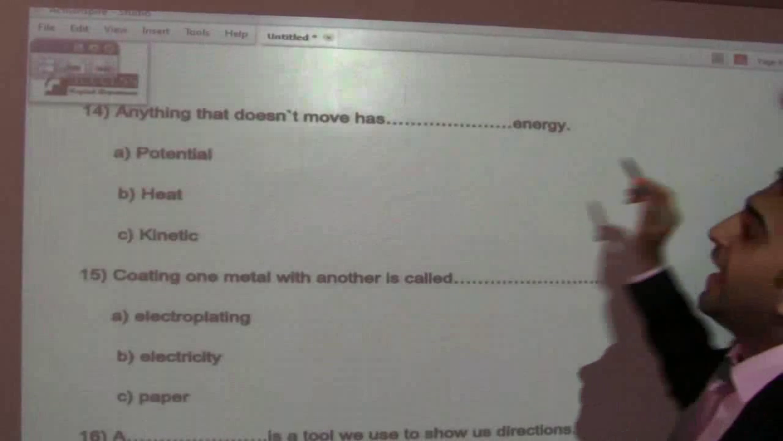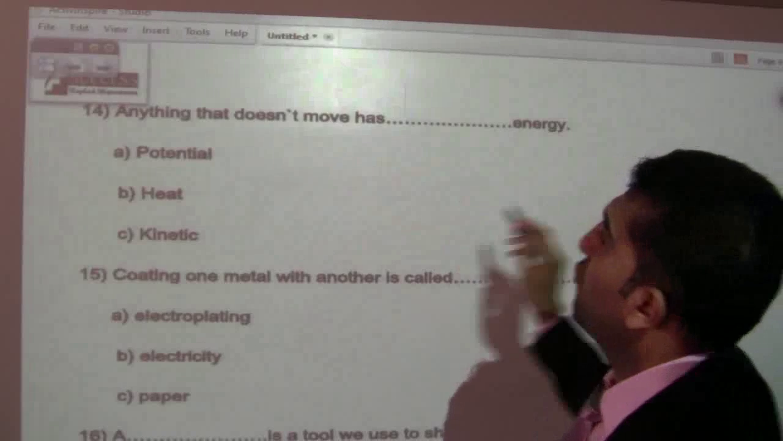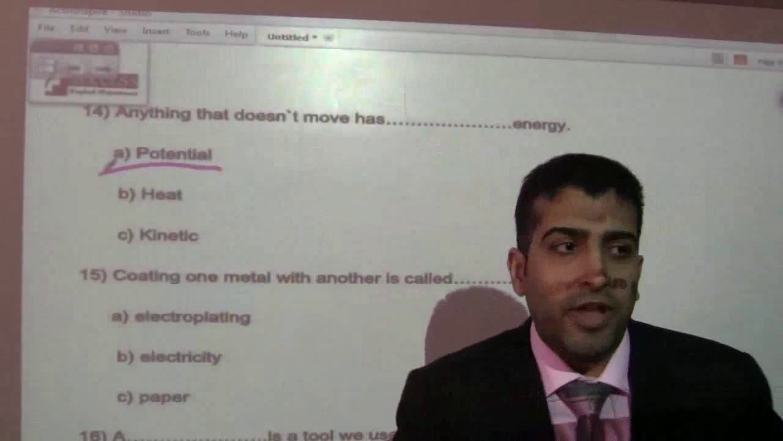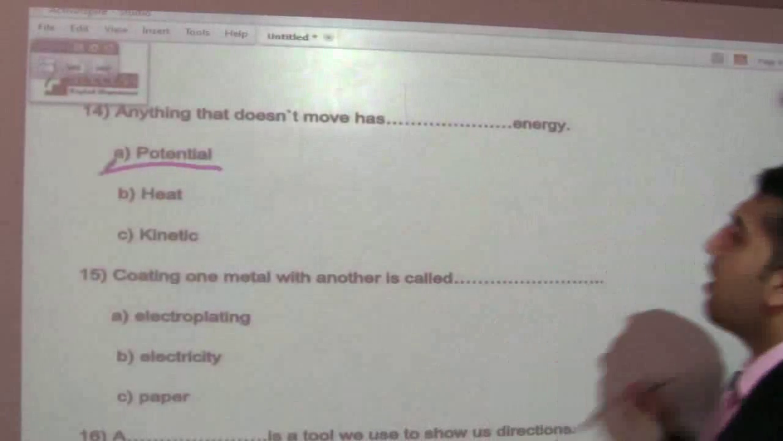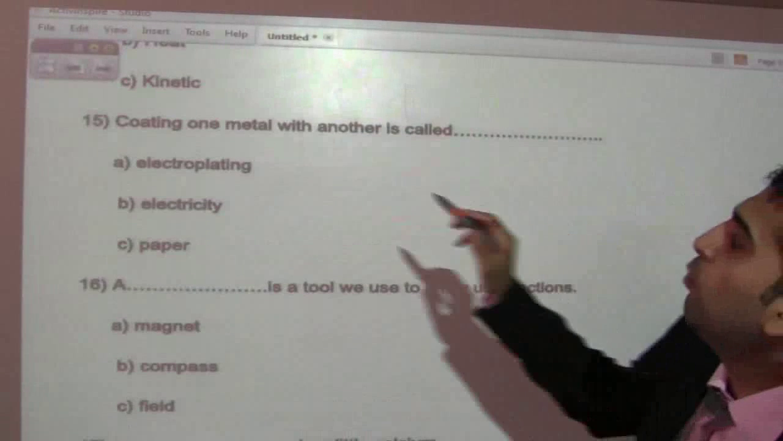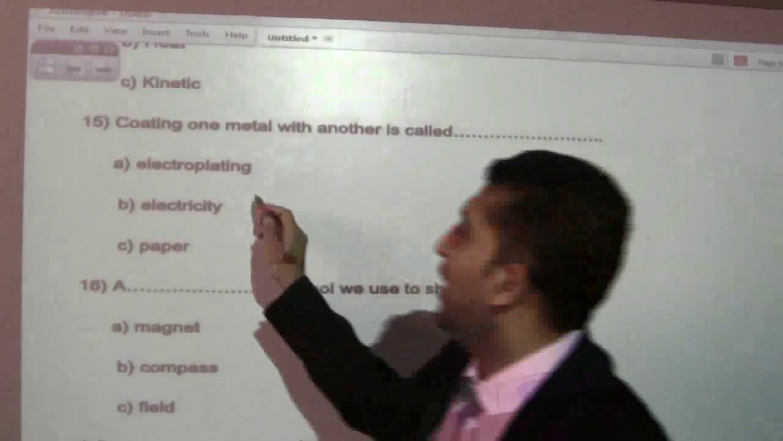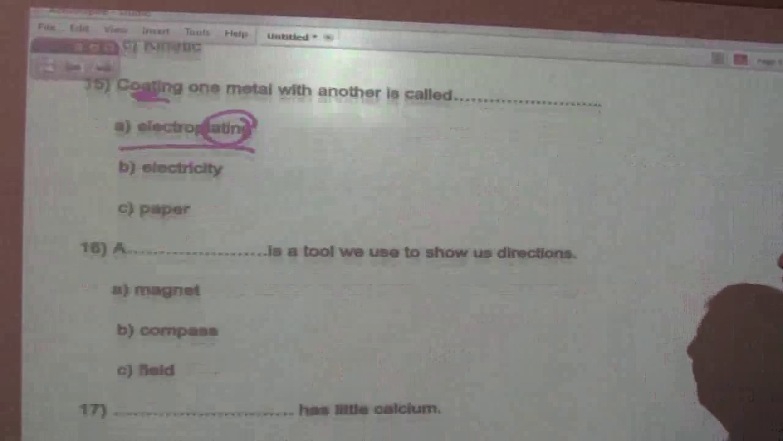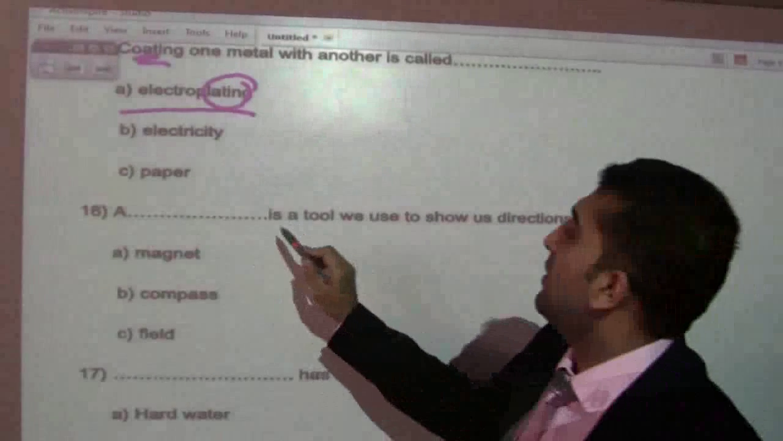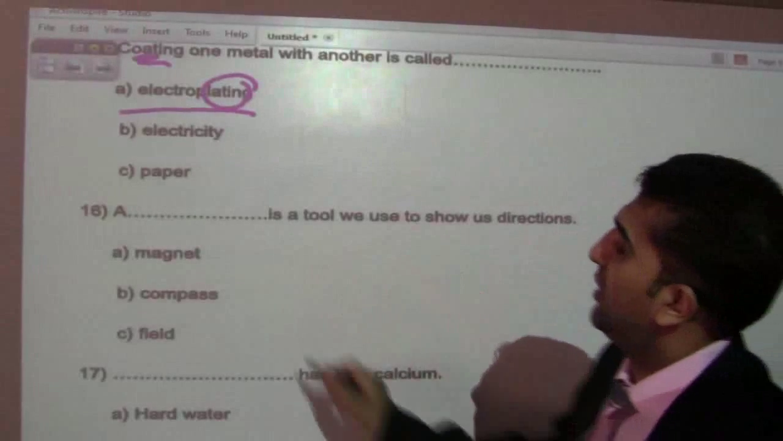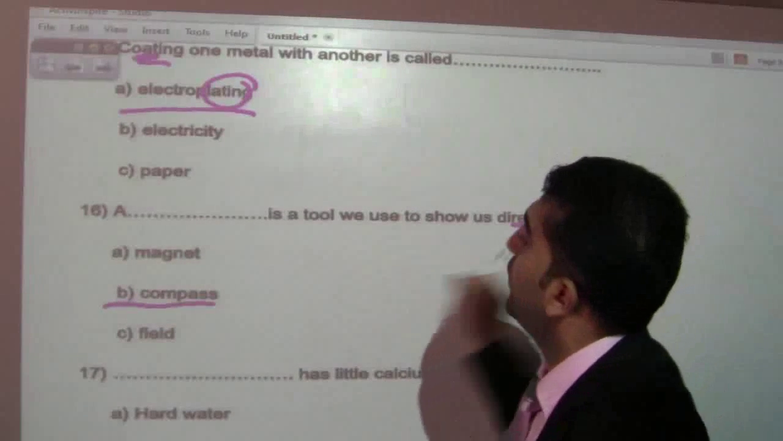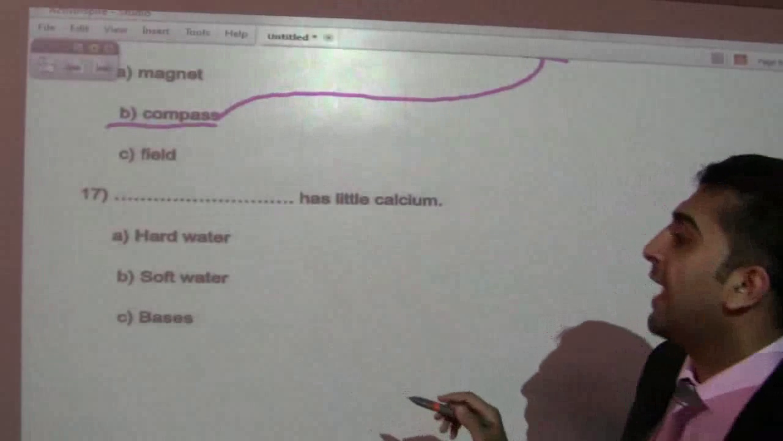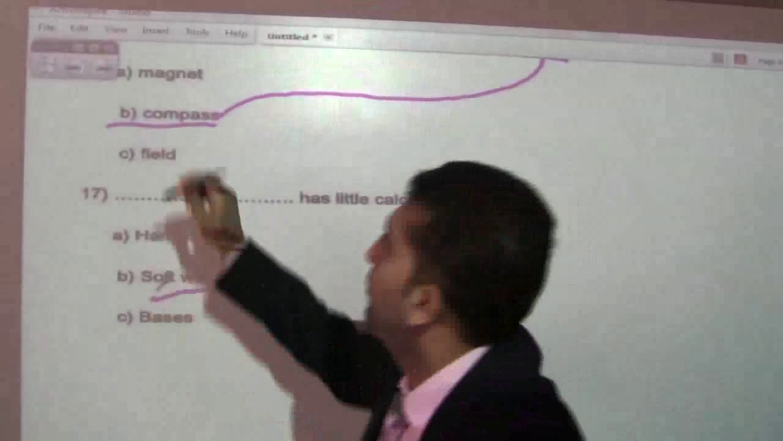Anything that doesn't move has potential energy, but anything that moves has kinetic energy. Okay? Number 15. Coating one metal with another is called electroplating. So coat means plate. Number 16. A compass is a tool we use to show directions. Because direction goes with compass. Okay? Question number 17. Water that has little calcium is soft water.